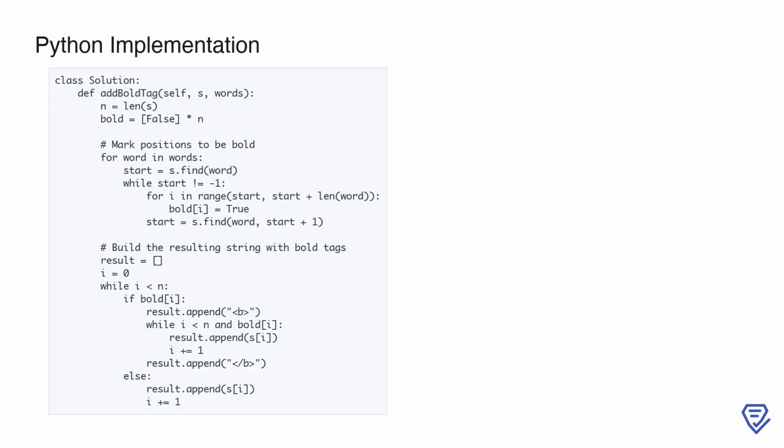We continue searching for subsequent occurrences of the word by updating the start position with find and repeating the process until no more matches are found. Once the bold list is fully populated, we can move on to constructing the final string with the appropriate bold tags.